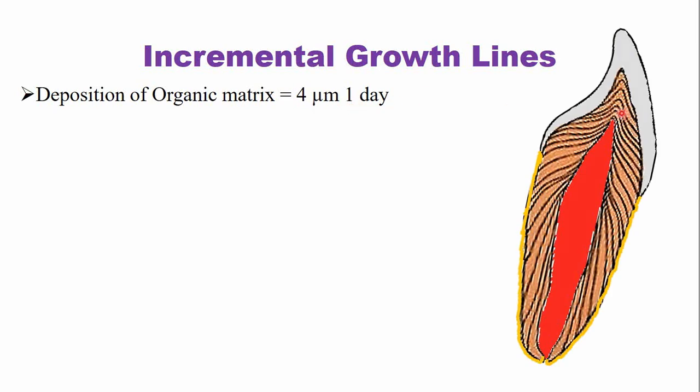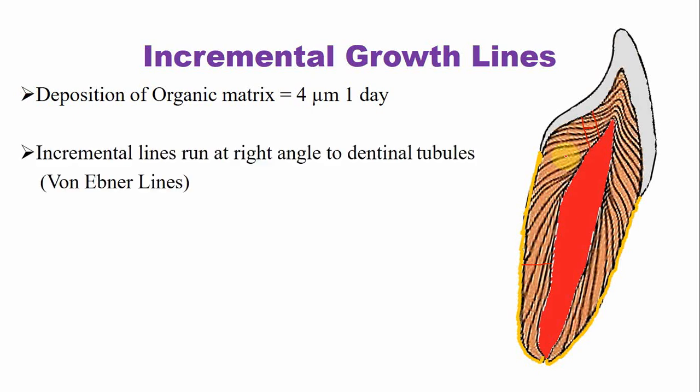So this is the dentin. Here you can see these lines, which indicate the incremental deposition of dentin. These incremental lines are at right angle to the dentinal tubule. If these are the incremental lines, the dentinal tubules are nearly at the right angle. Same in the root dentin, they are nearly at the right angle. These incremental lines indicate a 5 day deposition. These lines are known as the von Ebner lines.